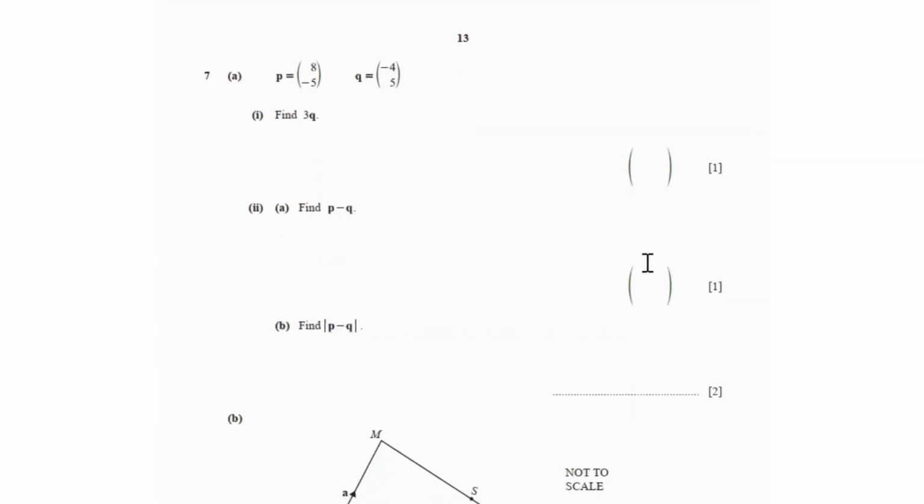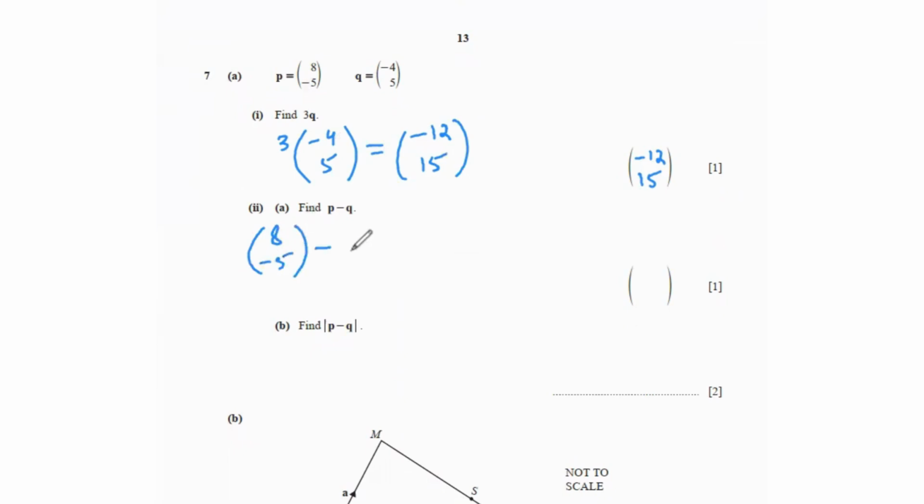Question 7 says that we have two vectors, vector P and vector Q. They want us to find 3Q. So you multiply 3 with the vector Q, and that is negative 12 and 15. Then it says find P minus Q. So you subtract the both: 8 minus negative 4 is 12. Negative 5 minus 5 is negative 10. So 12, negative 10.